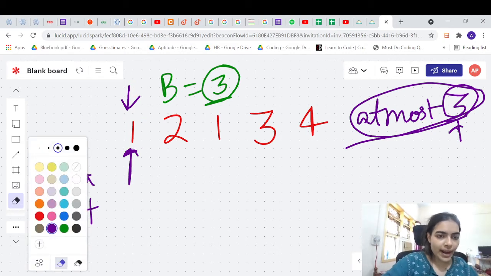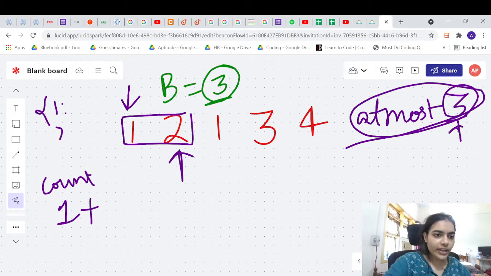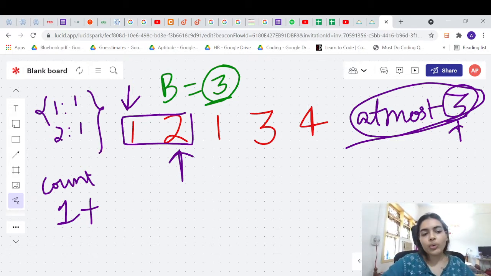Let us try to expand this window. When we expand the window, we are moving one pointer and shifting the pointer forward. So we have two distinct integers now, right? And how do we know we have two distinct integers? We can store them in, let's say, a map data structure. We have 1 with a count of 1, we have 2 with a count of 1. So the size of the map is 2. There are two numbers in our current window.